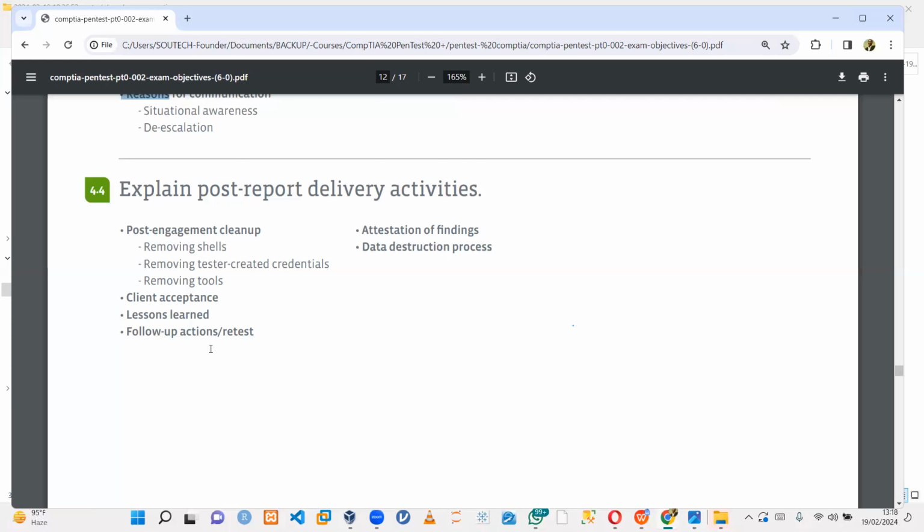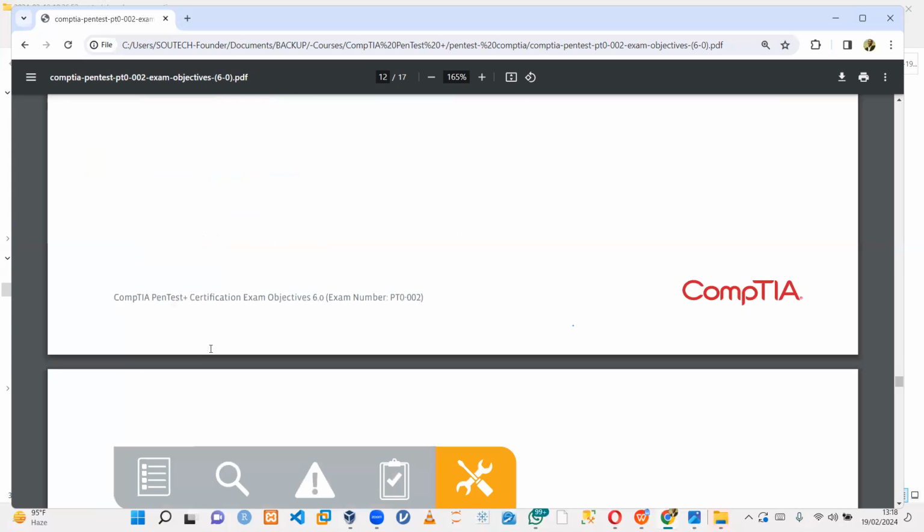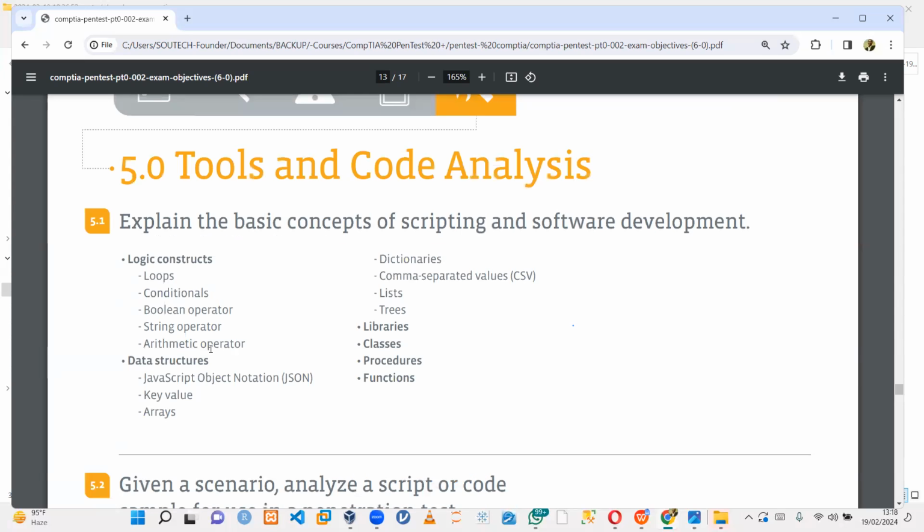Okay. So let's look at code tools and code analysis. We're trying to look at the curriculum, see what we're trying to learn, what we're going to get at the end of this course.